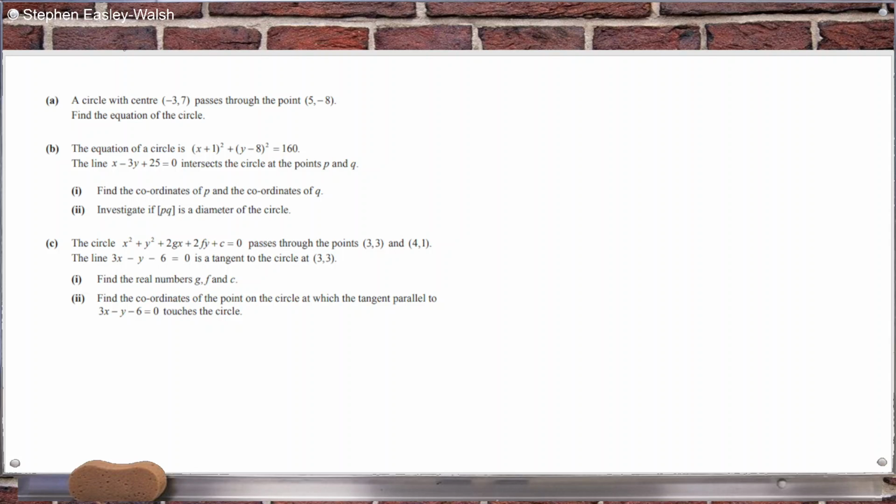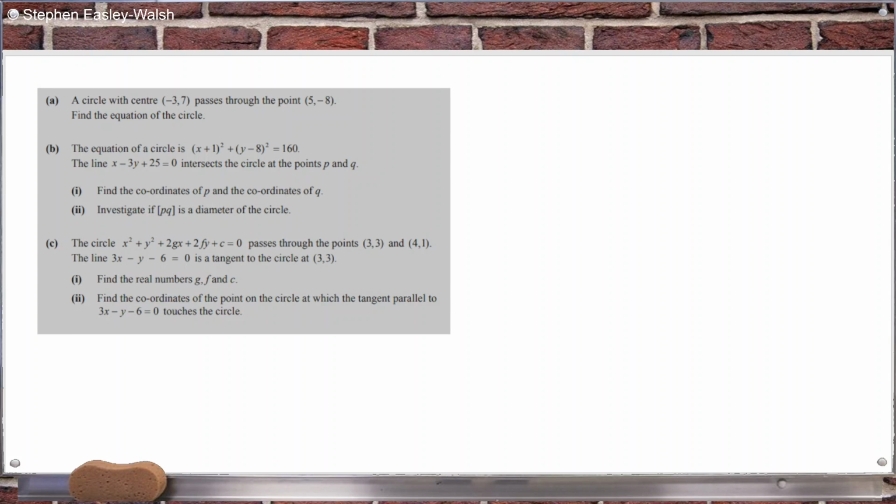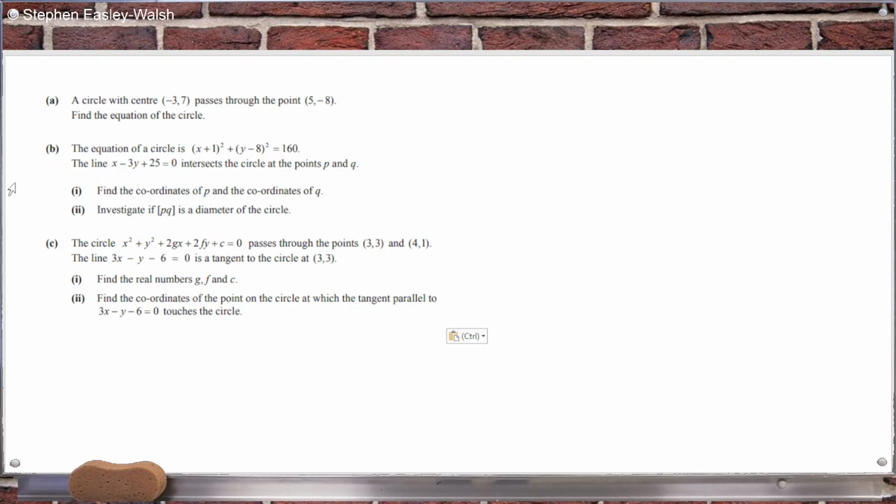Okay, let's have a look at this question. First part, let's see what's going on here. Circle with that center and pass through that point. What's the equation of the circle? Well, we know the center, we just need to get the radius.